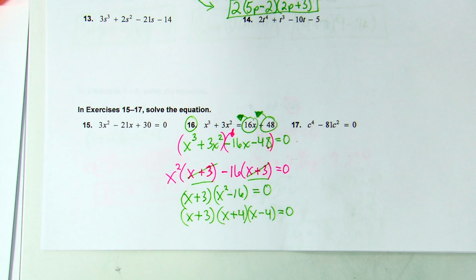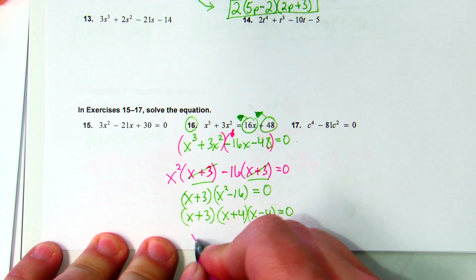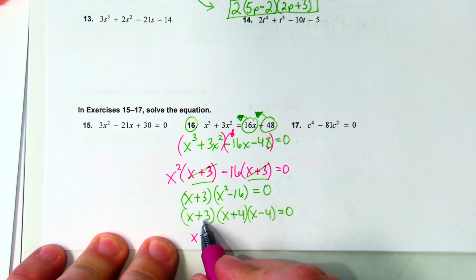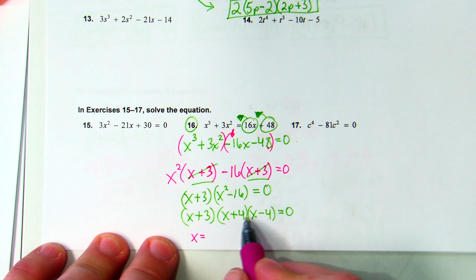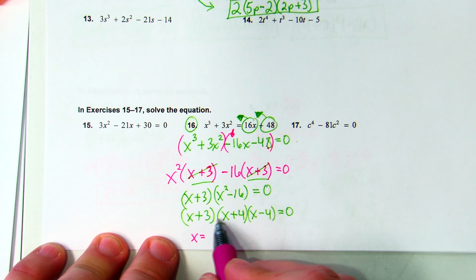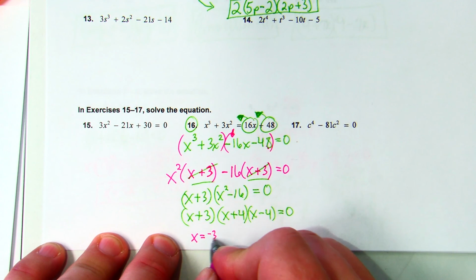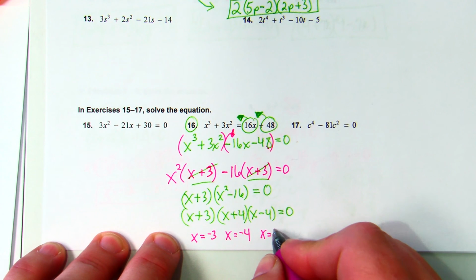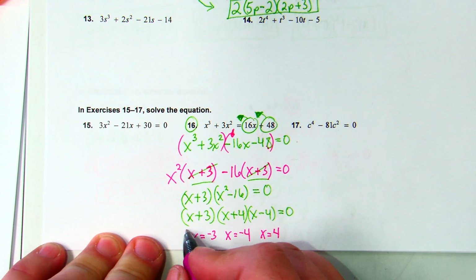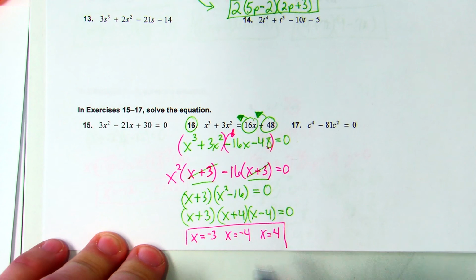And then I can now set each one of my factors equal to 0 and find the values that make each factor equal 0. Find the x values. And so we know this already. We talked about it. All we have to do is take the opposite sign. When there's no coefficient in front of x, we can just take the opposite sign of each one of these numbers with x. So we have x equals a negative 3. We have x equals a negative 4. And x equals a positive 4. That would be our solution set for number 16.